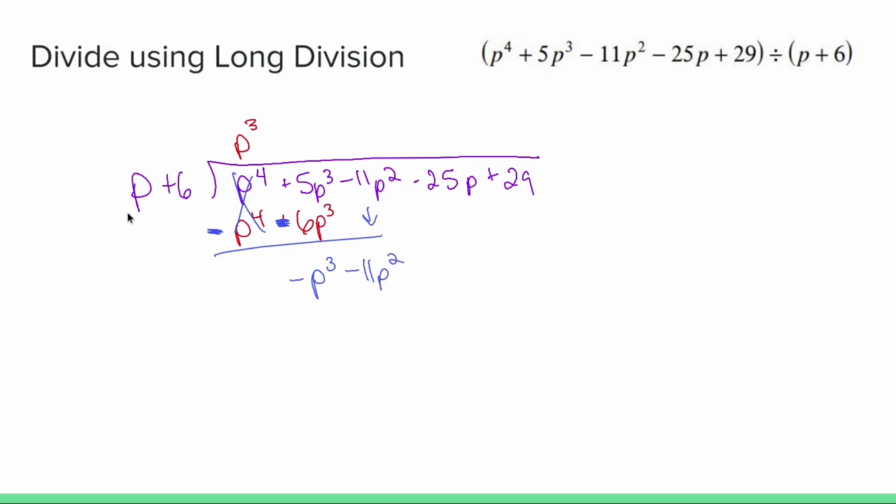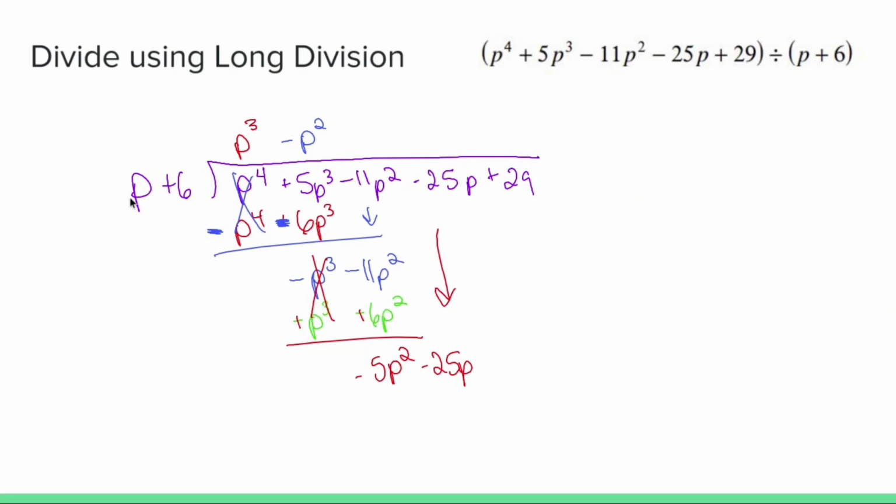Repeat the process. P times what is negative p to the 3rd? Negative p squared is. So you take that negative p squared and you multiply it to the factor. Negative p squared times p is negative p to the 3rd. The same thing here, that will always happen. Negative p squared times positive 6p is negative 6p squared. Subtract the entire row, which means you flip the signs of everything. You will always cross out. And negative 11p squared plus 6p squared is going to be negative 5p squared. Drop down the minus 25p and repeat the process.